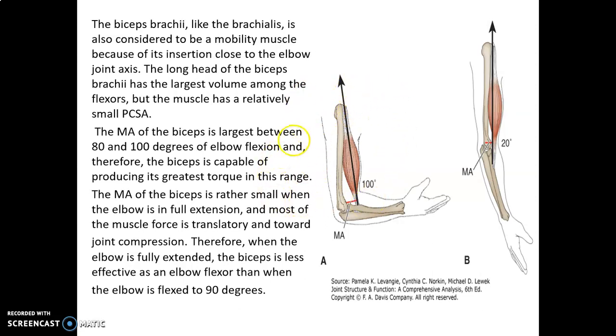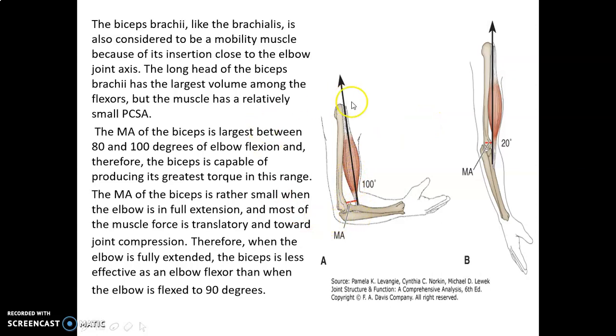Here there's a picture showing how the momentum is affecting. Here it is actually a biceps brachii which has been shown, but it is almost similar to that of the brachialis. It does not have such a long attachment.